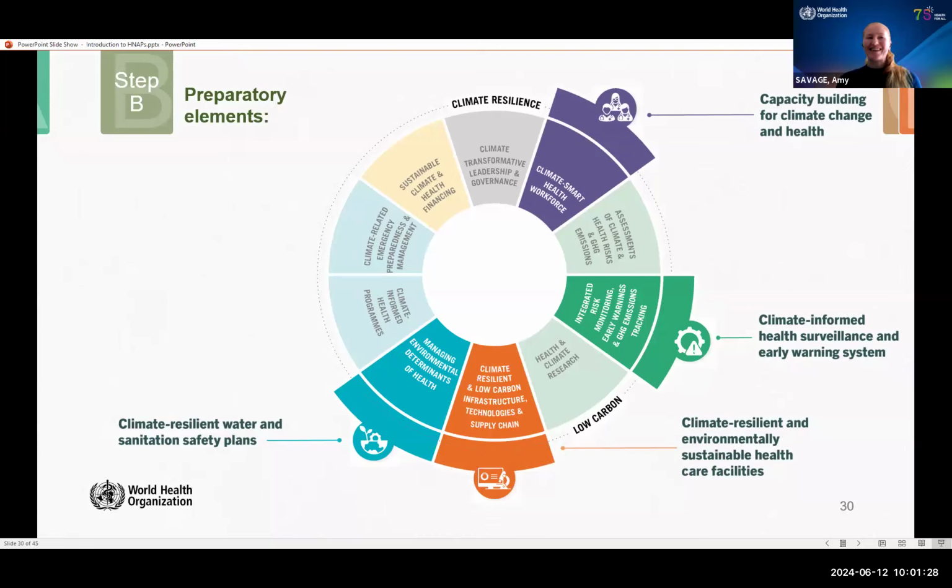And all these actions are quite high level. So under each of these, there will be more specific actions. We'll need to develop an action plan that has specific timeframes, specific responsibilities, and each of the actions underneath these overall interventions.